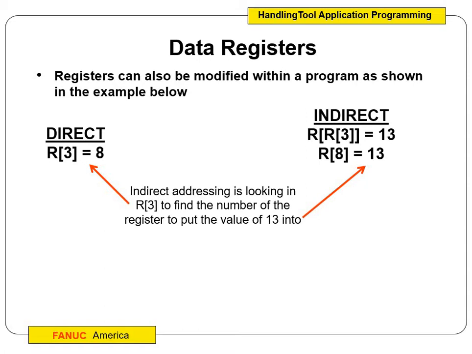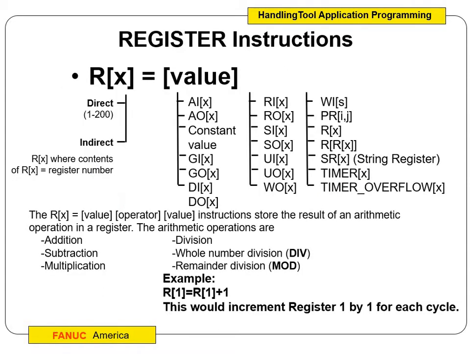So we're doing 2 things at once. We're using what's on the left hand side. We're saying that register 3 is equal to 8. Then indirectly on the right hand side, we know that register 3 is 8. So we're taking the register of register 3, which is 8. So we're saying that register 8 is now equal to 13. So we're indirectly going back and forth between those two.